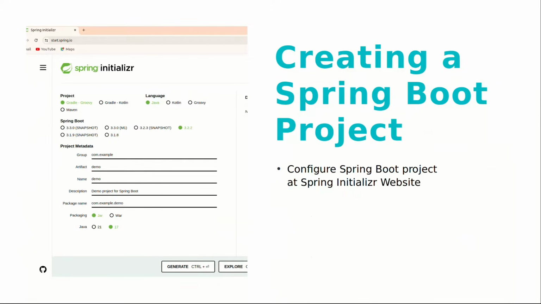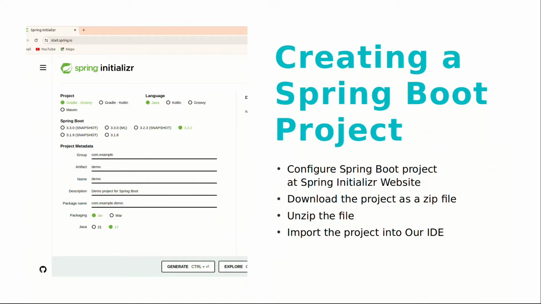First thing to configure our project at Spring Initializr website. Go to start.spring.io and enter your project details, and select the dependencies you need for your project. Once you're done, hit the Generate button, and Spring Boot Initializr will generate a ready-to-use project structure for you. Download the project as a zip file and extract it to your preferred location. Import the project into your favorite integrated development environment, IDE, with just a few clicks. It's a basic idea of the Spring Boot Initializr. Let's get started.